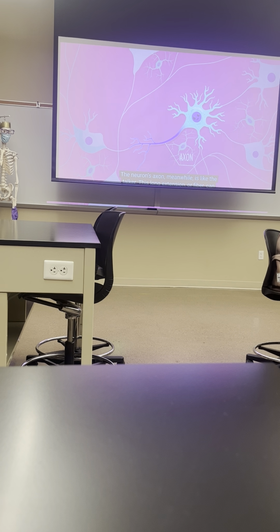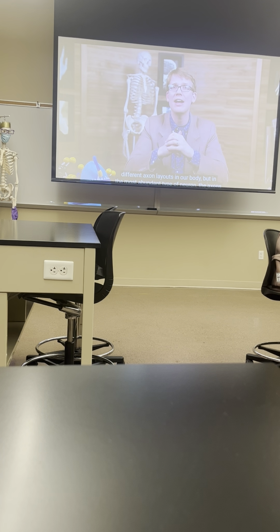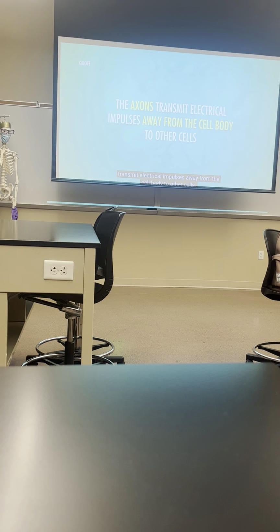The neuron's axon is like the talker. This long extension or fiber can be super short or run a full meter from your spine down to your ankle. We've got a few different axon layouts in our body, but in the most abundant type of neuron, the axons transmit electrical impulses away from the cell body to other cells.